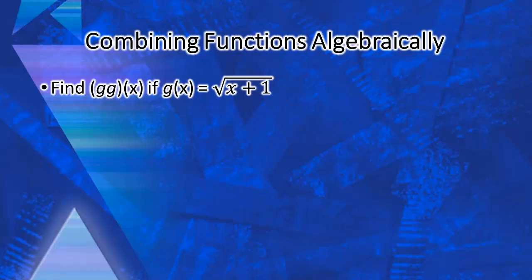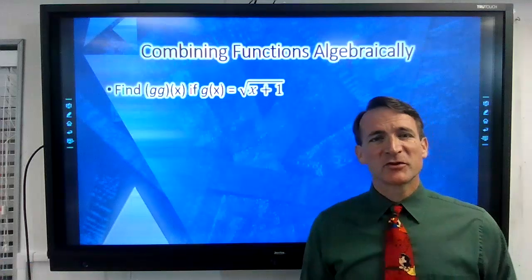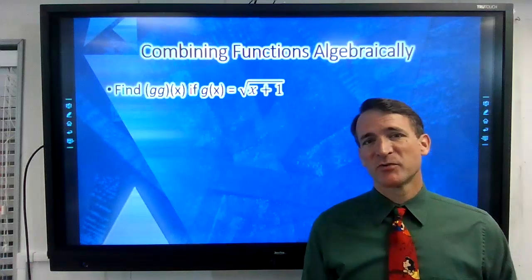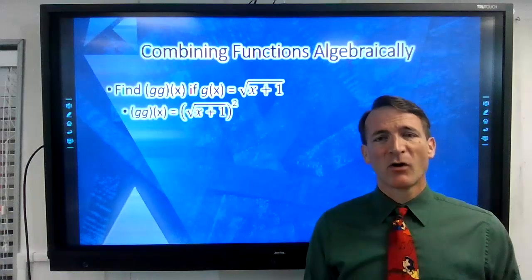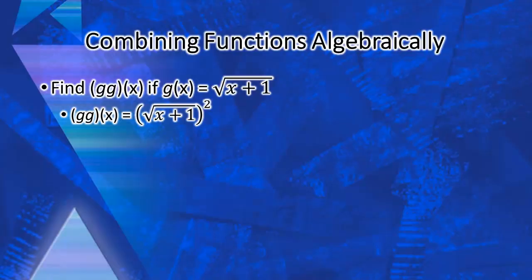Let's try g of x, or you could think of it as g squared of x. What do you think I would need to do here? In this particular case, I'm going to take the square root of x plus 1, and I'm going to multiply by the square root of x plus 1, or take that whole square root and square it. What happens when you square a square root? The square root goes away, and you're left with simply x plus 1.